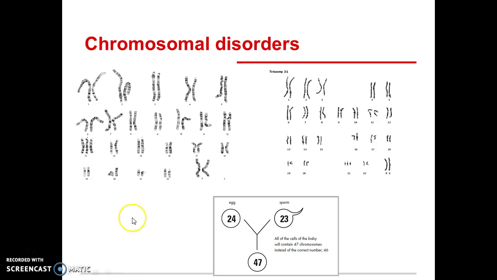And what does this do to an individual? It depends on which chromosome has an extra one, or maybe they're missing one. And it depends on the genes, the traits that are coded on that particular chromosome. This particular one is trisomy 13. Very, very rare. I think one in 5,000 offspring have this.